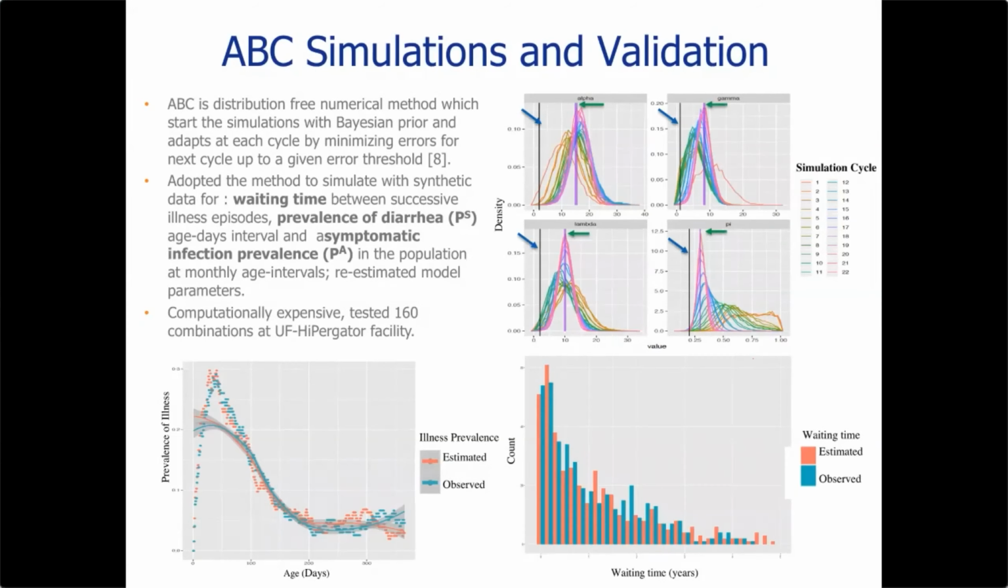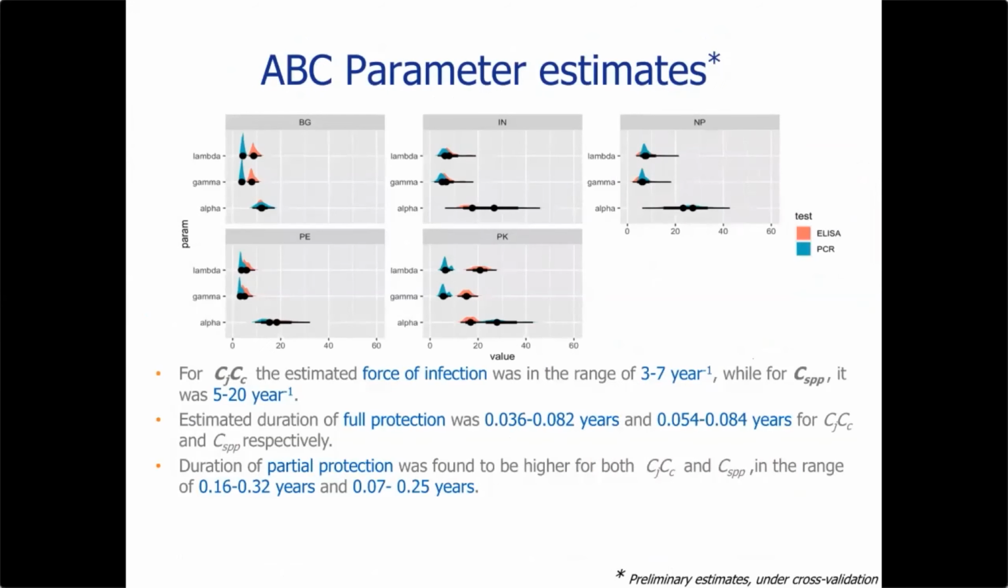So then after testing and validating, we used this method for the real estimates of MAL-ED data, and we found that jejuni and coli have a force of infection lambda in the range of 3 to 7 years in these countries, and species in the range of 5 to 20 years, which is quite a high force of infection. And you can also see that the duration of full protection, which is the inverse of alpha, is on the order of days, and the duration of partial protection, which is the inverse of gamma, is on the order of weeks.